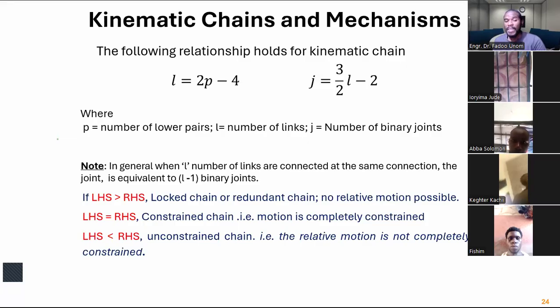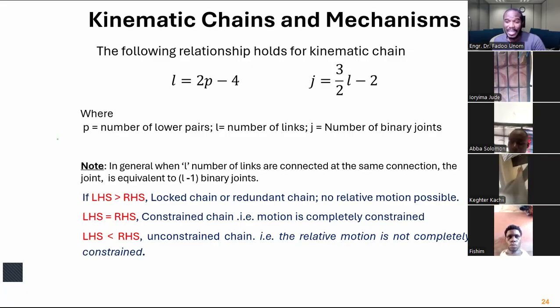If the left-hand side of both of these equations is exactly equal to the right-hand side, then the chain is a kinematic chain. It allows for constrained motion. That's how we define kinematic chains: you have an assembly of linkages linked together in such a way that they allow for relative motion between each other, and that motion is completely or successfully constrained.